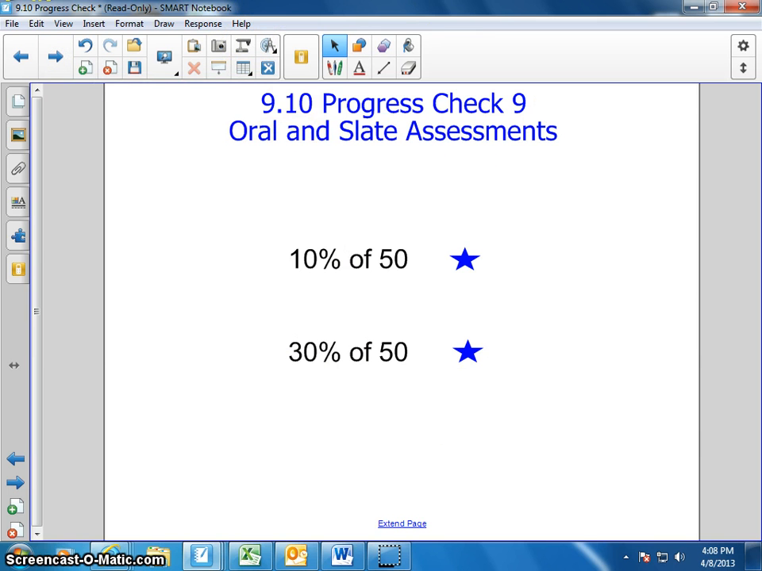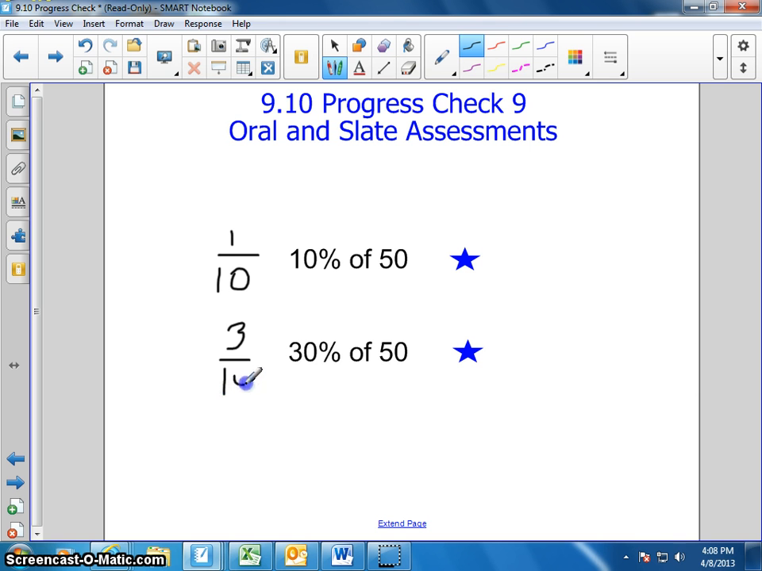Alright, so 10% of 50 and 30% of 50. Go ahead and pause the video. See if you can do these on your own. Think about it, 10% is just 1 out of 10, and 30% is 3 out of 10. Or you could look at it as 10 out of 100, 30 out of 100.